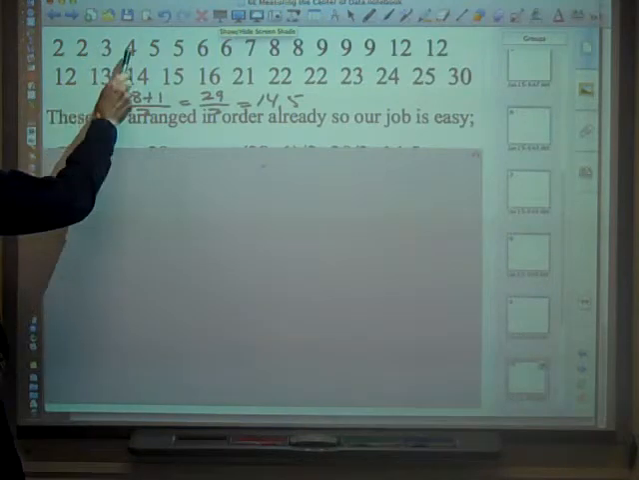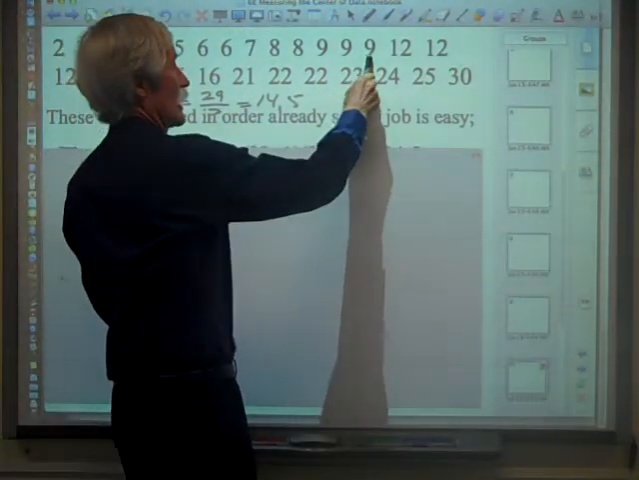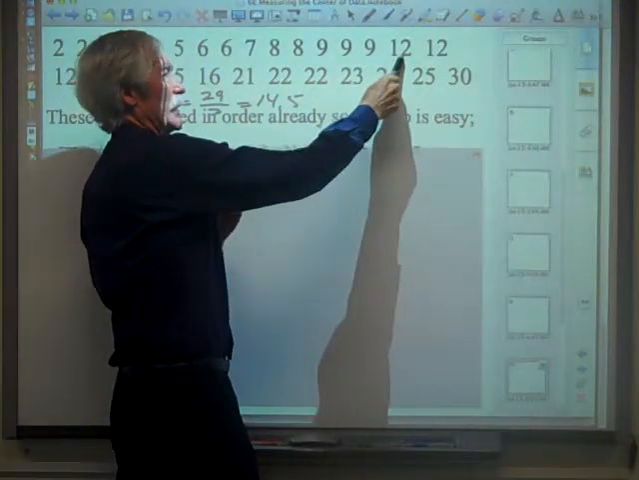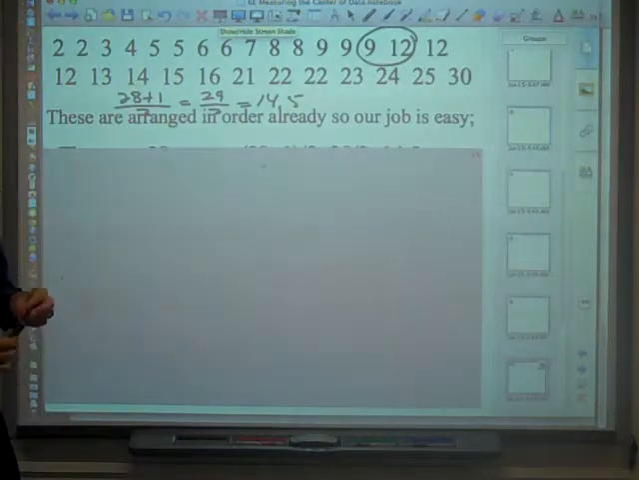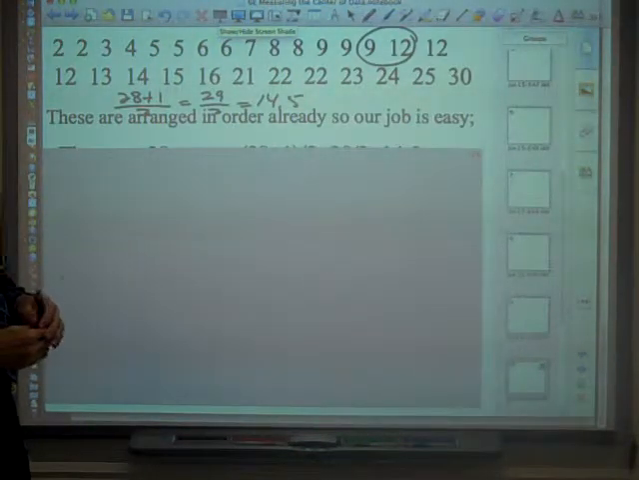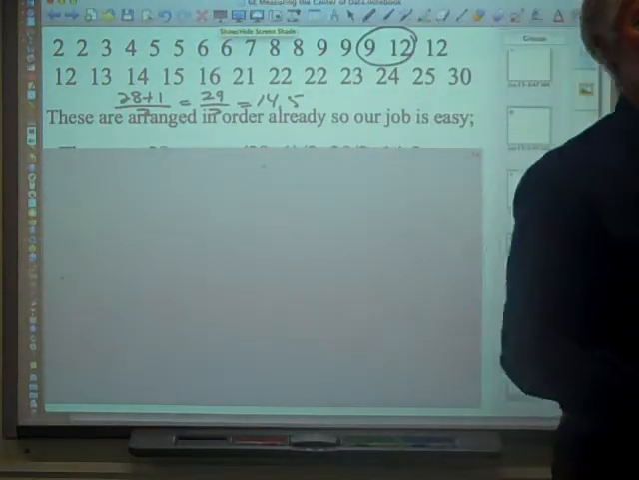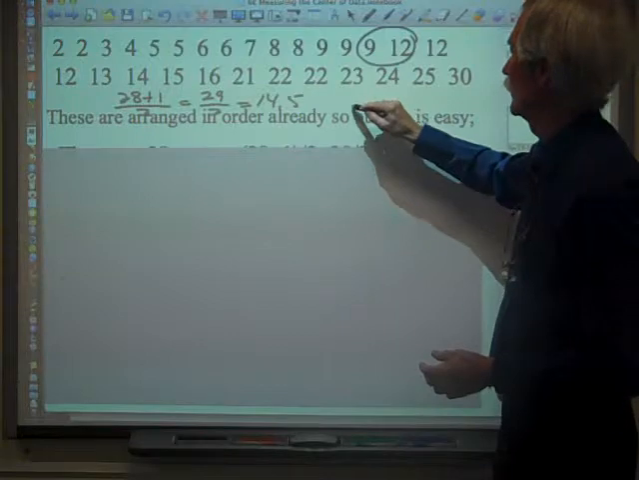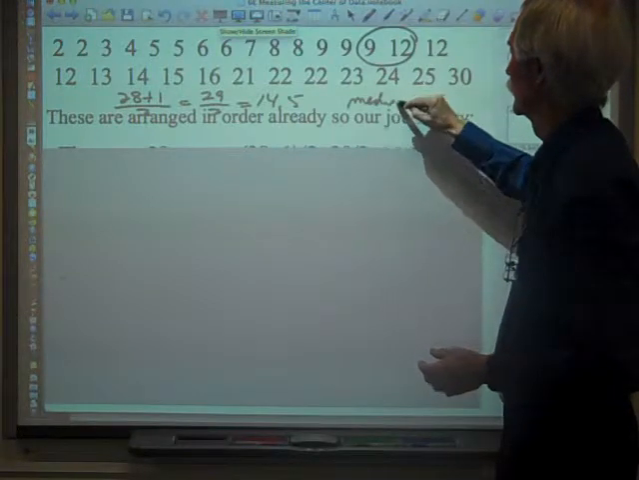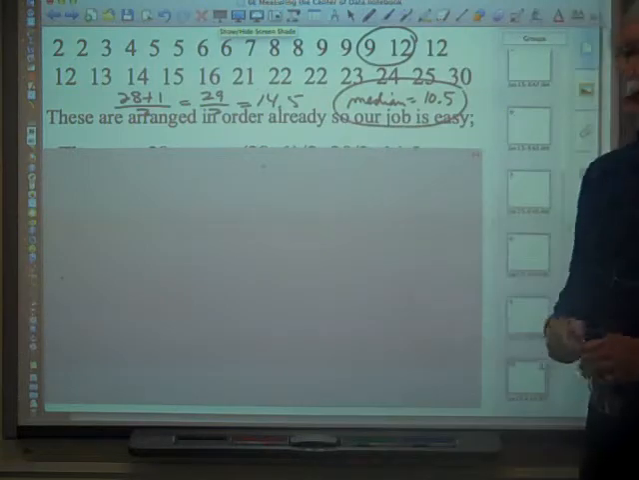So 1, 2, 3, 4, 5, 6, 7, 8, 9, 10, 11, 12, 13, 14. There's Mr. 14 and there's Mr. 15. What's in the middle of 9 and 12? 9 plus 12 is 21. 21 divided by 2 is 10.5. So the median is 10.5.